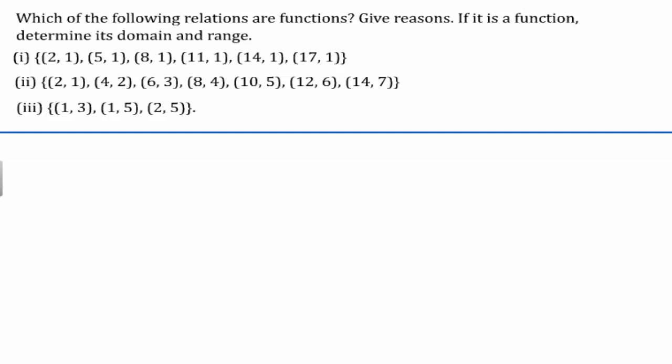In this question, three sets of ordered pairs are given. You have to say which of the given relations are functions. Also, you have to give the results for it. And if it is a function, you have to find the domain and range. Let us see how to proceed with the solution of this question.